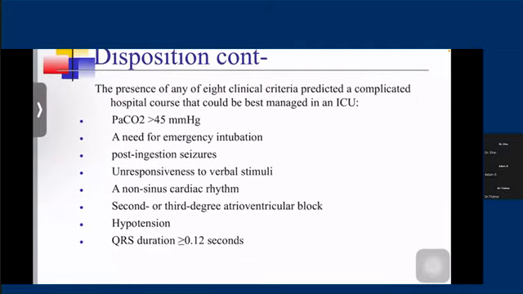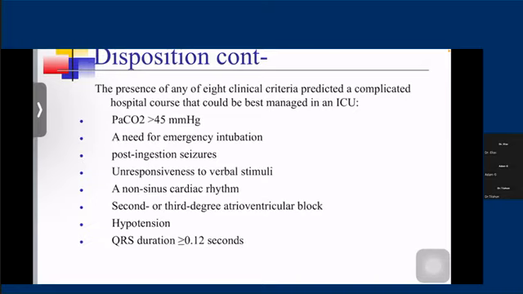Disposition to ICU: patients with the following criteria should be admitted to ICU. One is if we are able to do ABG and the PCO2 is greater than 45. If the patient is retaining carbon dioxide, we need to admit to ICU, because this patient can develop type 2 respiratory failure. The other is need for emergency intubation, if the patient is unable to protect the airway or needs ventilatory support.